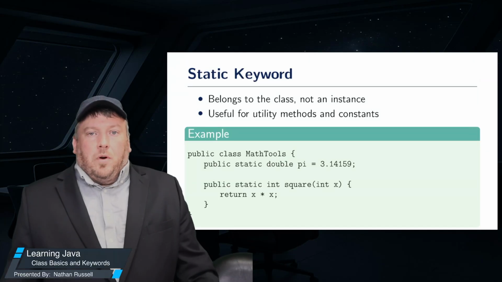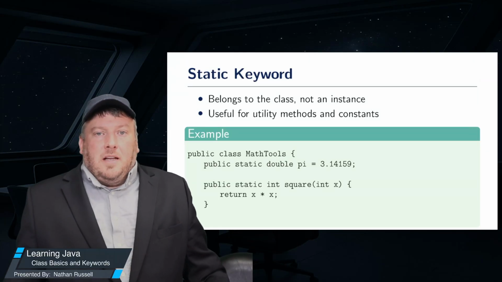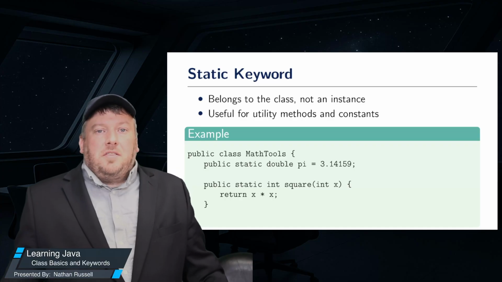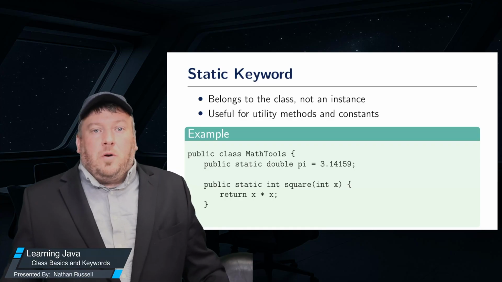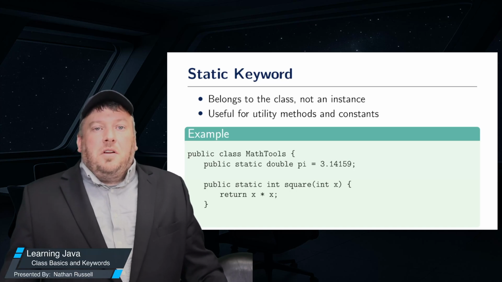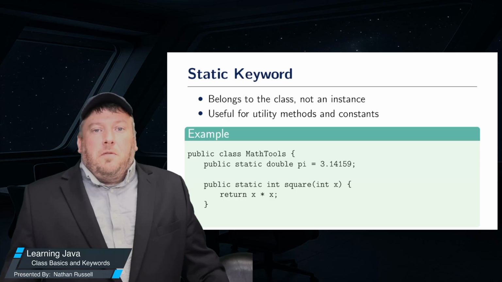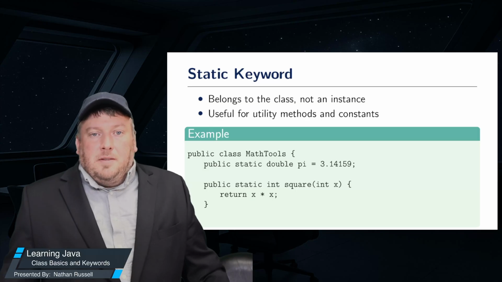The static keyword means that the member belongs to the class itself and not an individual instance or object. Static is often used for utility functions or for constants, like if you want to define pi or Euler's constant. You can call static methods without creating an object of the class, or what we might say creating an instance of the class. For example, Math.square can be called directly without creating a Math object instance.